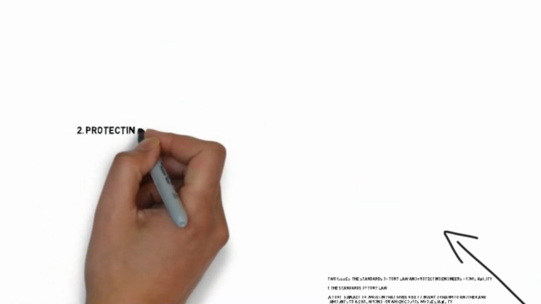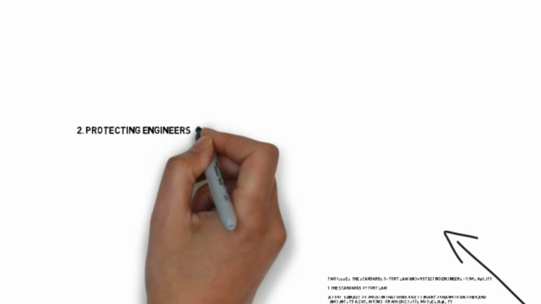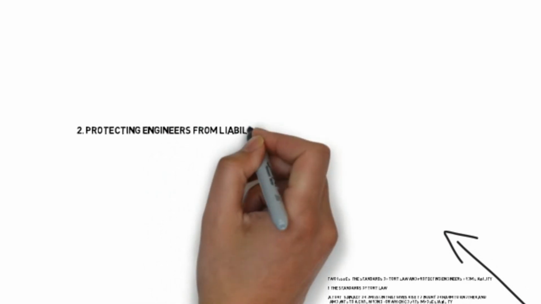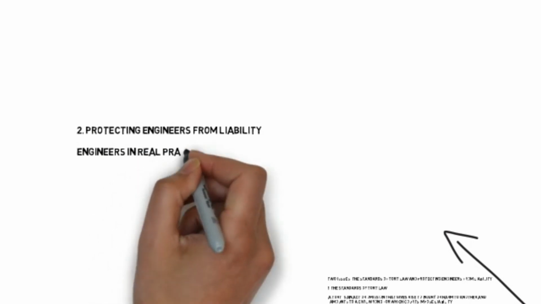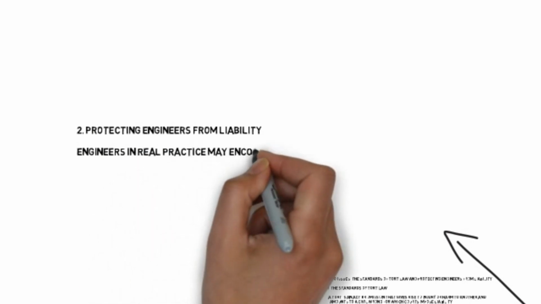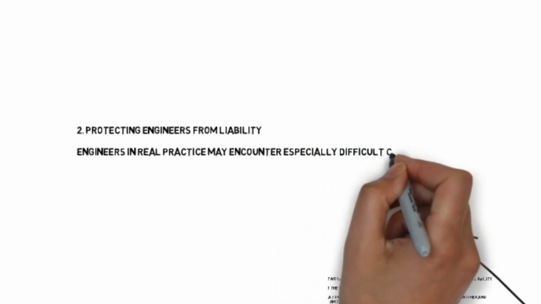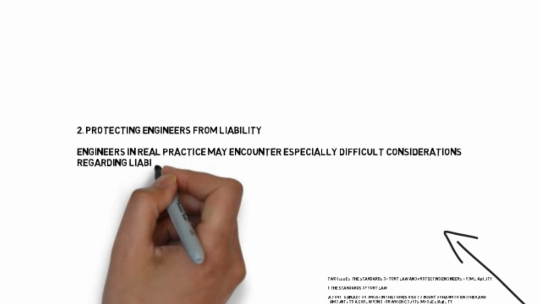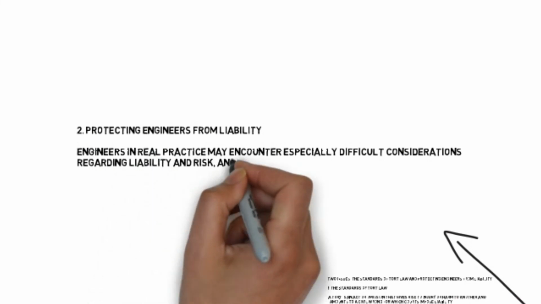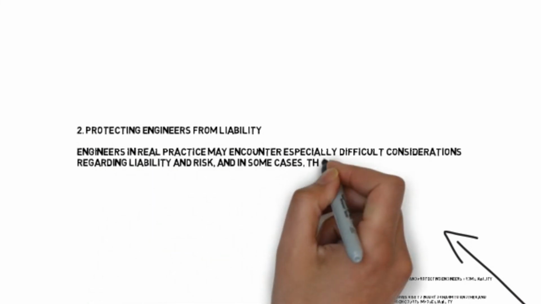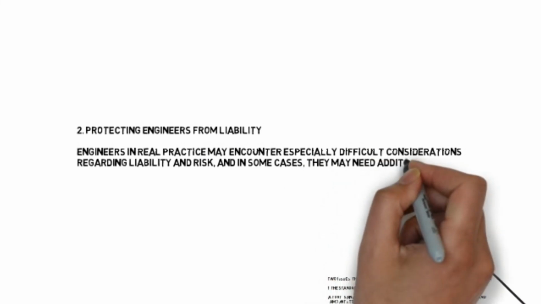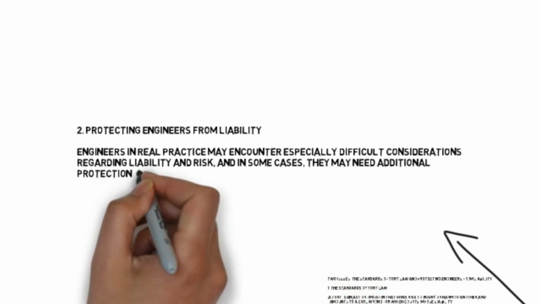Second is protecting engineers from liability. Engineers in real practice may encounter especially difficult considerations regarding liability and risk, and in some cases they may need additional protections from liability.